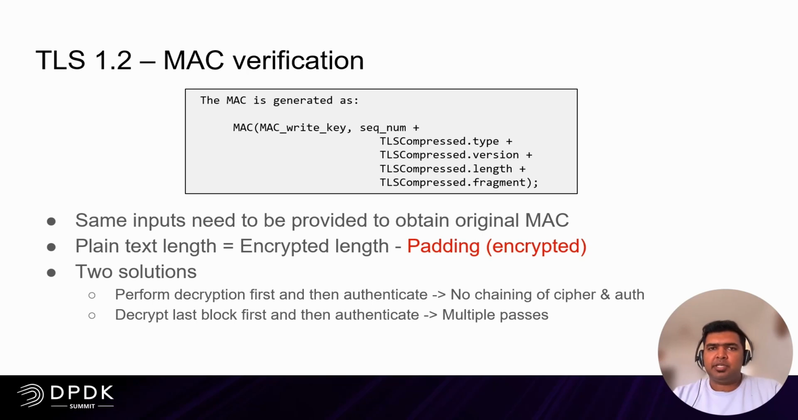The second option is to decrypt the last block, get the padding value, and then perform the chained cipher plus authentication. So this again means multiple passes. The first pass is to decrypt the last block, get the original padding, and then use that for the computation of AAD, and then perform the chained operation to decrypt the original packet and authenticate at the same time.